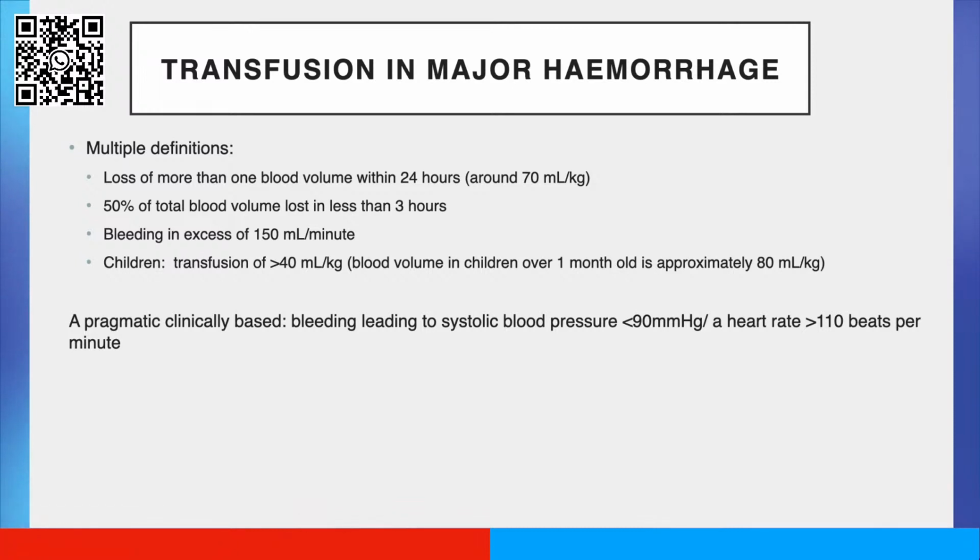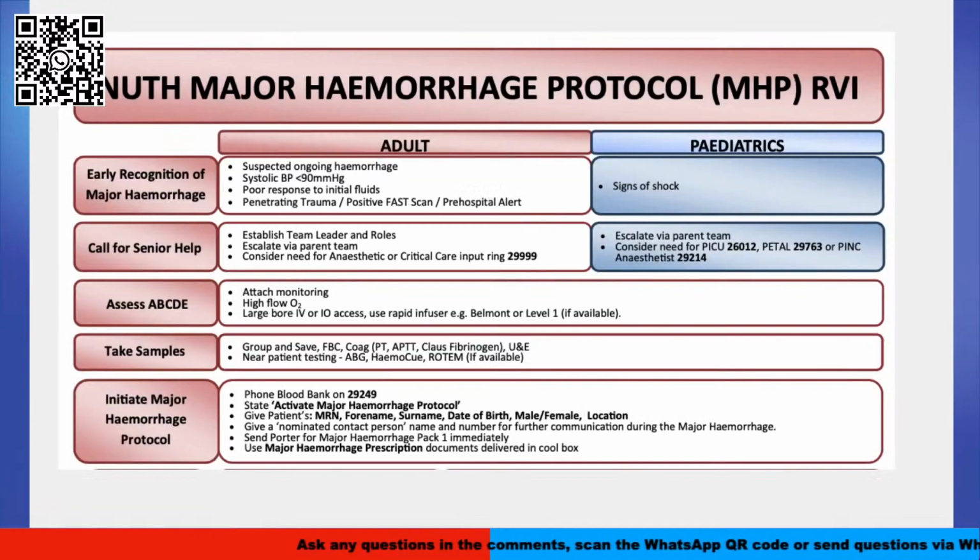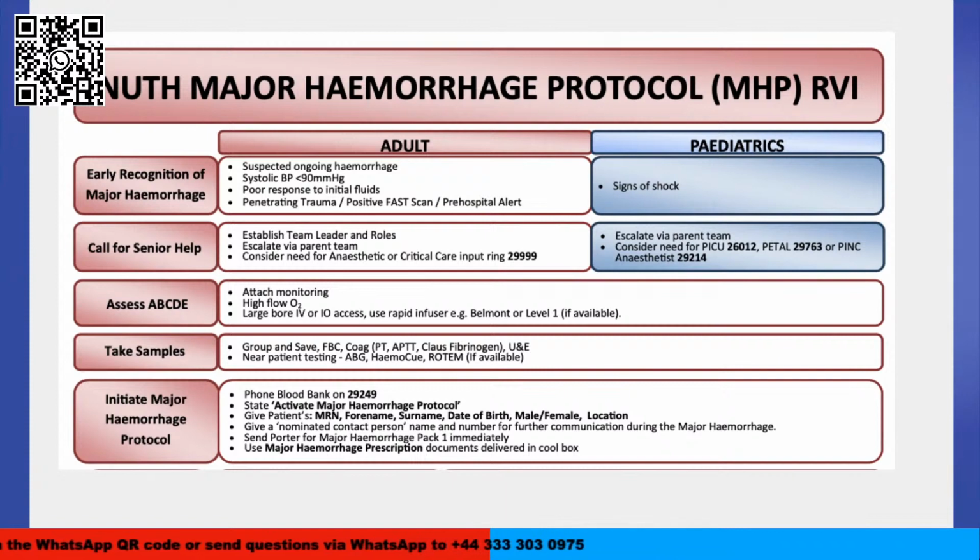A pragmatic and clinically based definition would be bleeding that leads to systolic blood pressure of less than 90 millimeters of mercury or a heart rate of greater than 110 beats per minute. In the next few slides, I'm going to show you part of the major hemorrhage protocol from our major trauma centre at the Royal Victoria Infirmary in Newcastle. At the top, there is a little bit about paediatrics, but I'm really only going to focus on the adult version. So first of all, it's important to recognise major hemorrhage.